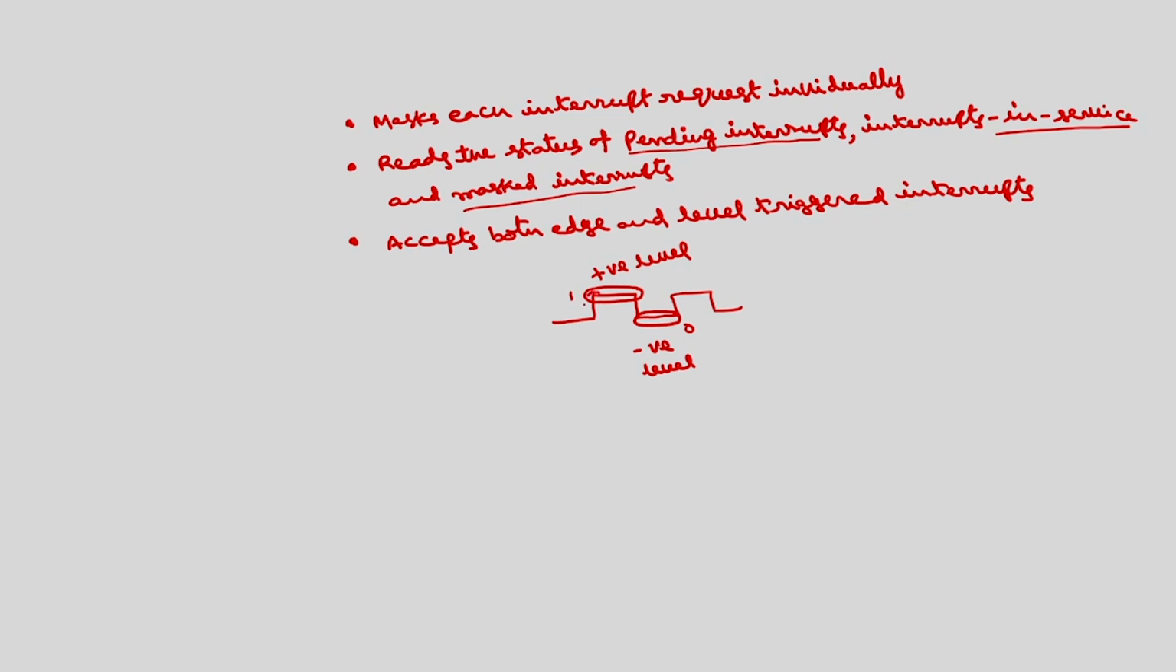If it is edge triggered, this is called positive edge triggered, a transition from logic 0 to logic 1. In order to interrupt the processor, the interrupt level has to change from logic 0 to logic 1. Similarly, we can have negative edge triggered. The interrupt will occur whenever there is a change on this line from logic 1 to logic 0. This is called negative edge triggered. So, 8259A accepts both types of triggered interrupts.